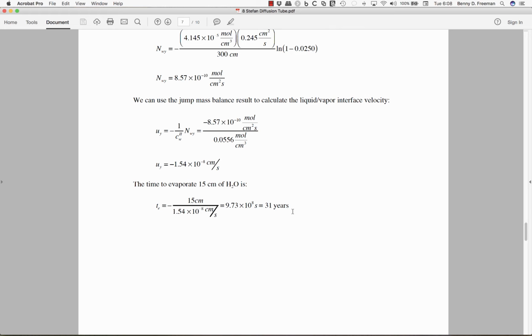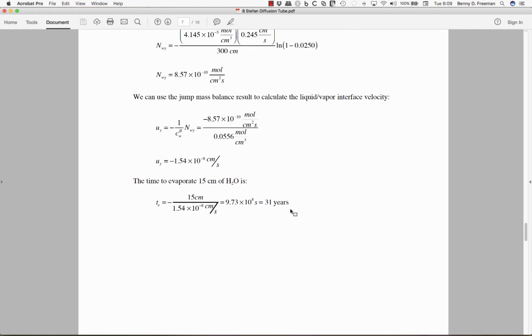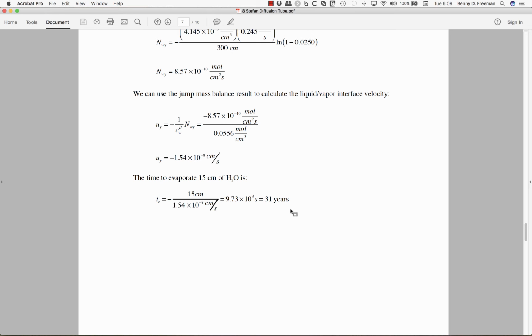And so by that measure, there's an enormous separation of these two time scales: the time scale to establish the steady state concentration profile in the gas phase versus the time scale for the evaporation to actually occur. And it is this separation of time scales that allows us to make the pseudo-steady state approximation that the gas phase concentration profile changes so slowly with time that we can use the steady state approximation of that profile to ultimately estimate the non-steady state behavior of the system as a whole.